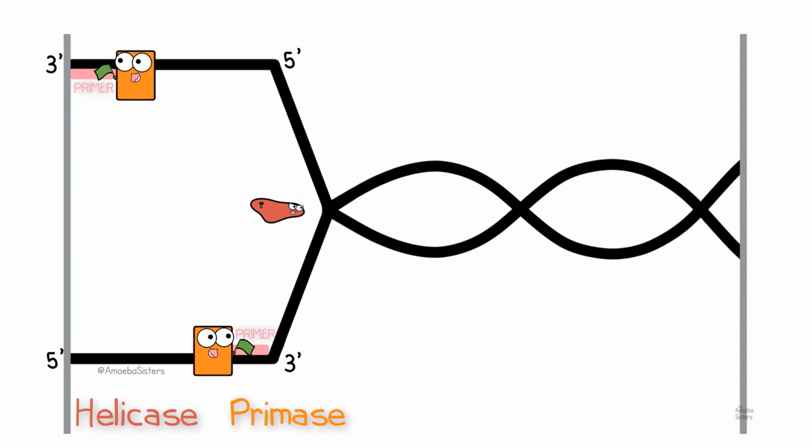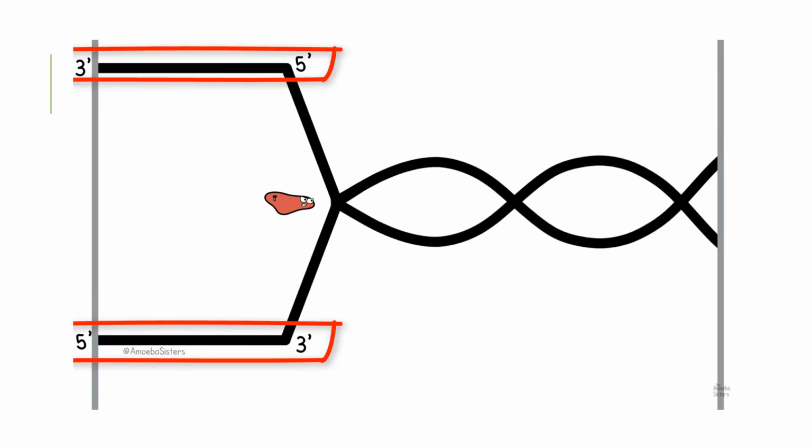Now comes the DNA primase. The DNA primase catalyzes the synthesis of a primer RNA which tells the DNA polymerase where exactly to start the synthesis. I just want to emphasize that this strand runs from 3' end to 5' end. So DNA polymerase will have no issues while synthesizing its complementary strand.